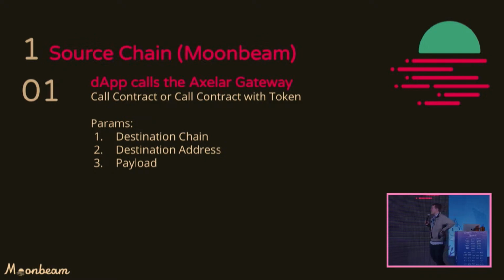So when you call the Axelar gateway, it's going to ask for 3 simple parameters in call contract. That would be the destination chain. So that would be Polygon in this case. That would be the destination address. If we are minting an NFT, that will be the NFT contract itself. And then it's also going to take a payload. So this is the call data.